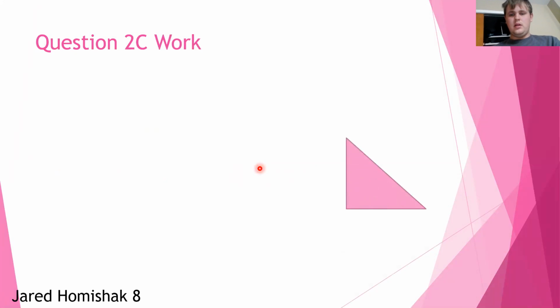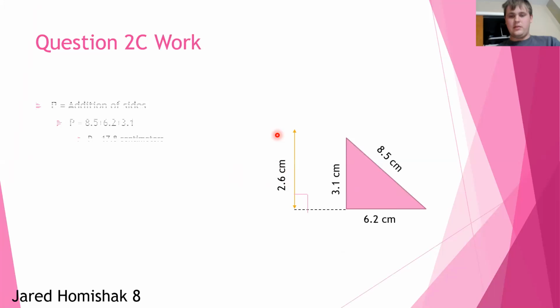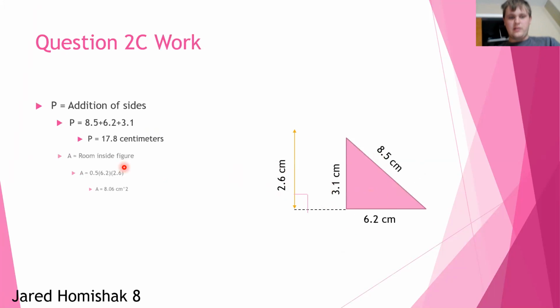Let's try it again to see. We have our triangle here with sides of 8.5 centimeters, 6.2 centimeters, and 3.1 centimeters. We have a height here of 2.6 centimeters as well with a right angle. So once again, perimeter, just add up the sides. 8.5 plus 6.2 plus 3.1 equals 17.8 centimeters.